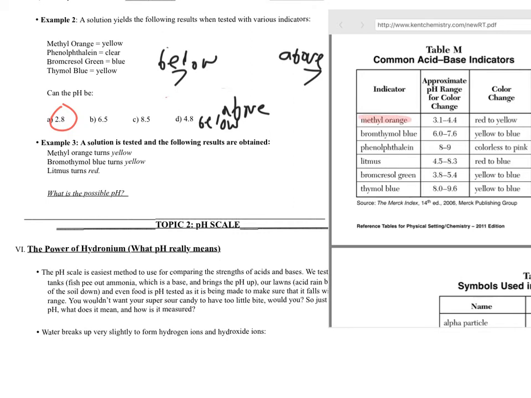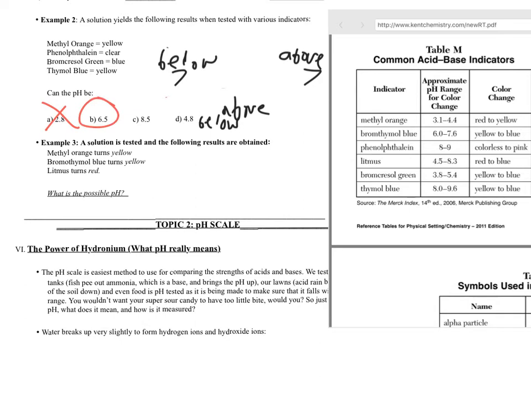Well, in order for methyl orange to be yellow, let me just switch over to the highlighter. There we go. In order for methyl orange to be yellow, we need to be higher than this pH range. We need to be above 4.4. Right away, I can see that 2.8 is not higher than 4.4. So that's not a good thing. So let's undo all of that, because we already know that it's definitely not 2.8. Let's try the next one, 6.5.